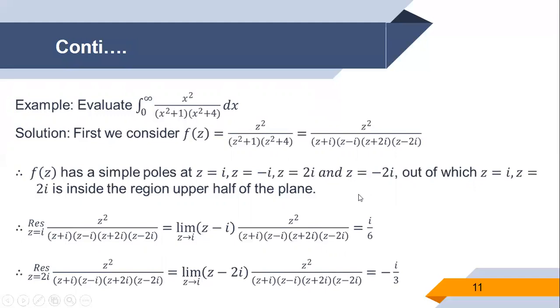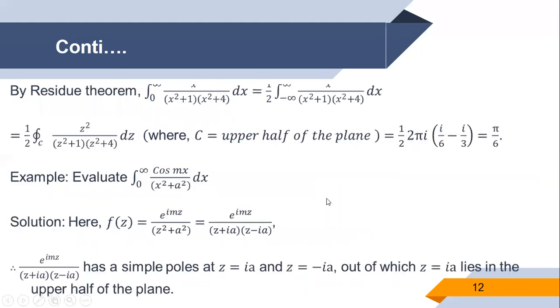So after finding the residues at z = i and z = 2i, we use the residue theorem. We know that the integral from 0 to infinity of the function dx is nothing but 1/2 times the integral from minus infinity to infinity of x² upon (x² + 1)(x² + 4) dx, because we use the concept of real integration with the limit minus infinity to infinity. So first we convert. So 1/2.